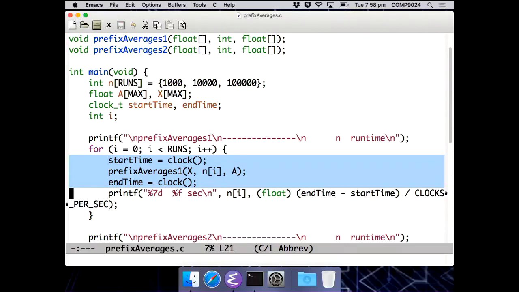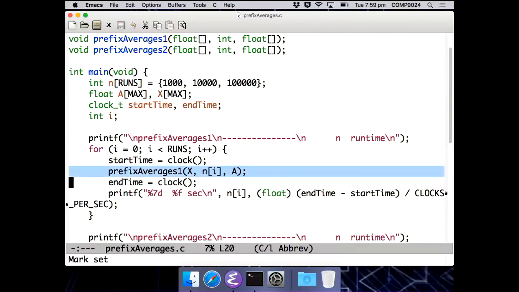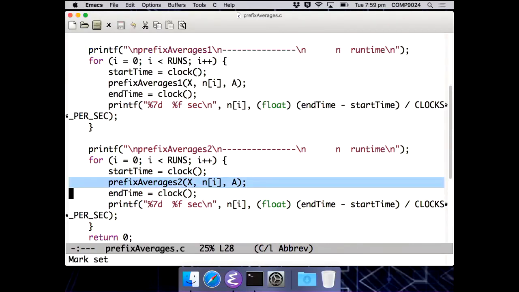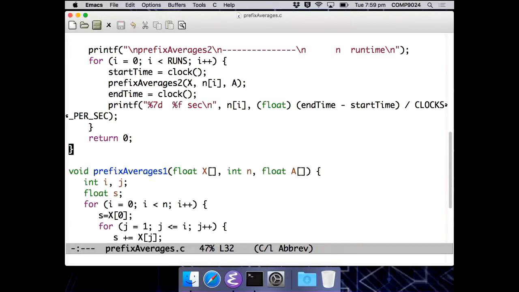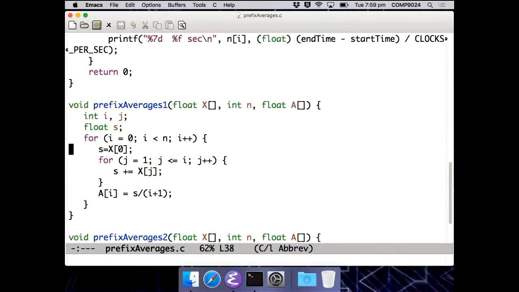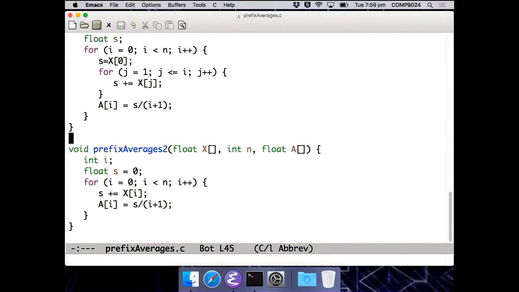You don't have to learn this, but if you're interested in measuring the actual processor time that one of your algorithms uses, then you can use a similar program. I do that with prefix averages 1 first, and down here I do that with prefix averages 2. These two are just the two algorithms that we just saw. This is the slow algorithm, or at least we think that it would be slow because it's quadratic. And prefix averages 2 is the faster algorithm, which has only one for loop.